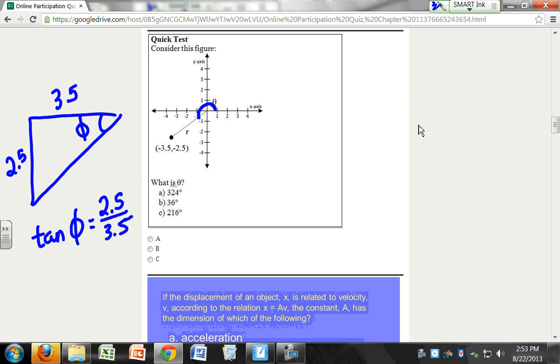Notice I just left the signs off because I know that I am looking in this case, in particular, for this angle, so the negatives don't really matter to me, and I recommend that you do it that way because it prevents any errors.